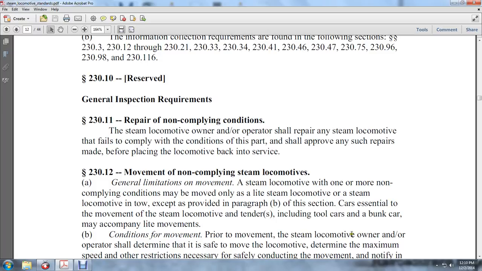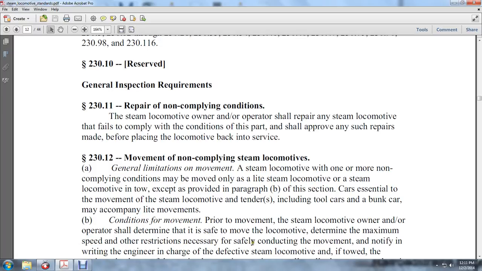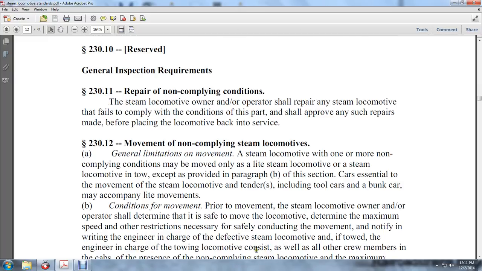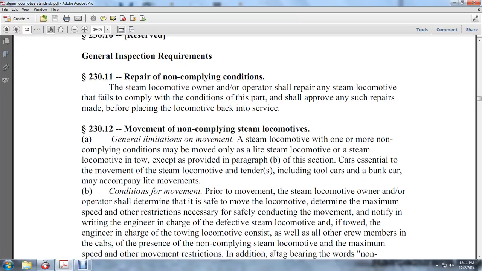Conditions of the movement. Prior to the movement of the steam locomotive, the owner or operator shall determine the safety of the movement, determine the maximum speed, and identify other restrictions necessary to safely conduct the movement. Notify in writing the engineer in charge of the defective steam locomotive if towed, the engineer in charge of the towing locomotive consist, as well as all other crew members in the cab, of the presence of the non-compliant steam locomotive and the maximum speed.